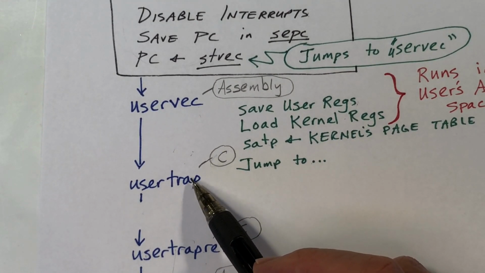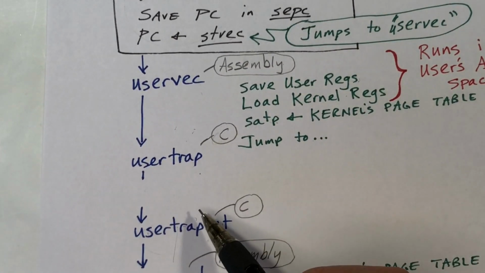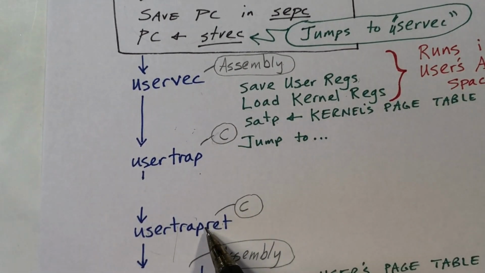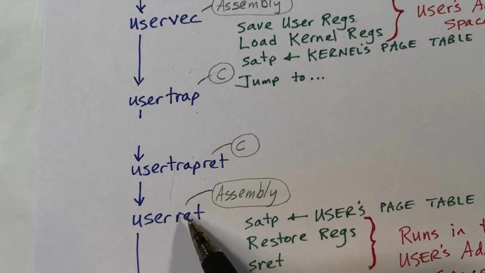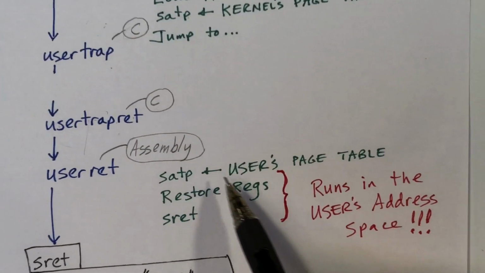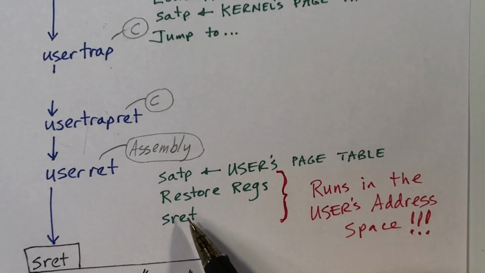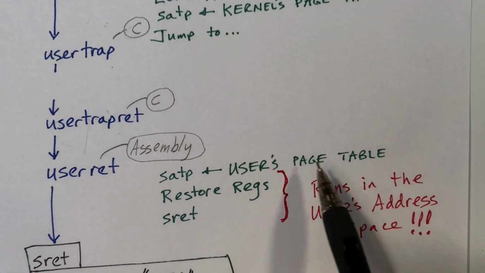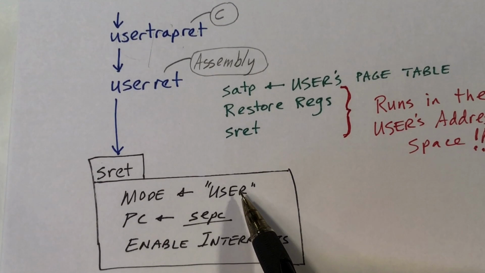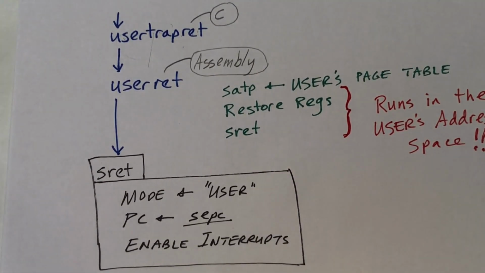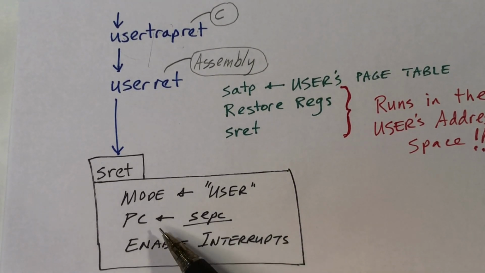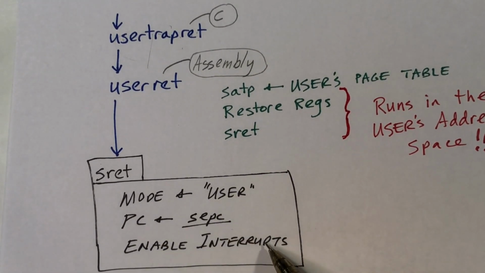We'll look at usertrap in more detail, but it will figure out that it's a system call and so on. Eventually usertrap will call usertrapret, and that will then invoke userret, which is assembly code, and that will finish the process and execute the sret instruction. In particular, we'll go back to the user's address space, restore the user's registers, and then the sret instruction itself will change the mode to user mode, restore the program counter to whatever was saved, and re-enable interrupts.